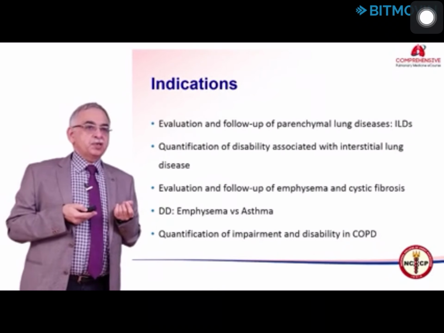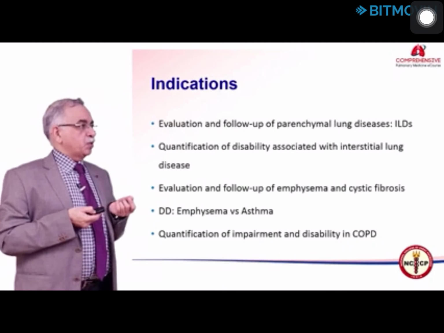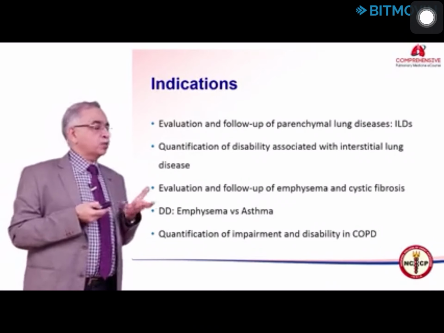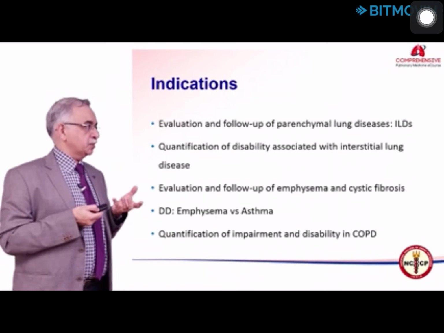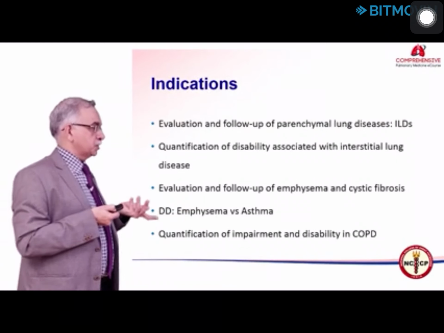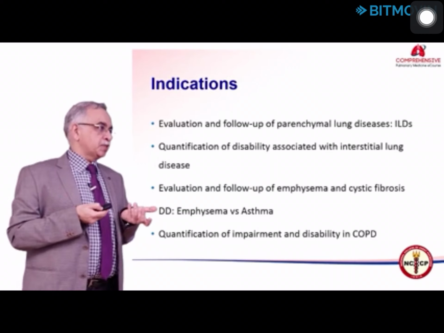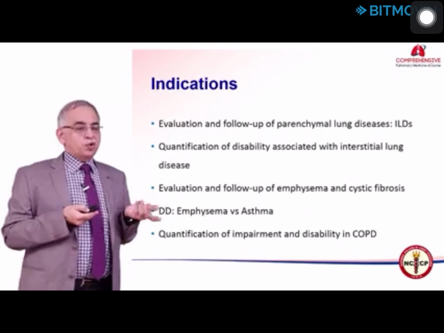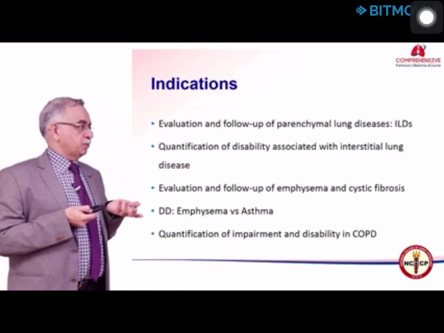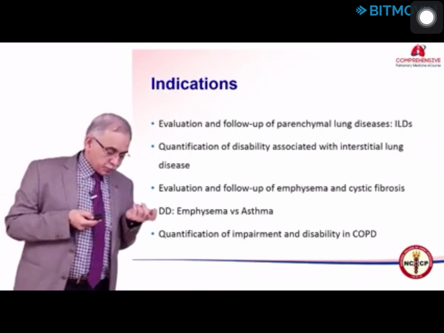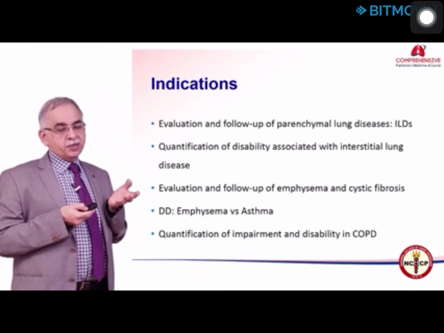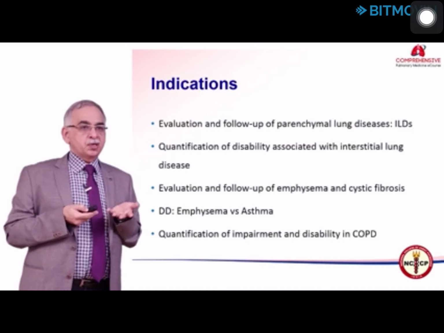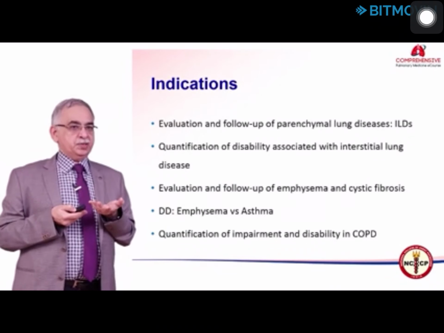So, what are the indications for diffusion capacity measurements? Evaluation and follow-up of parenchymal lung diseases. Most commonly it is done when we come across a patient who has a diffuse parenchymal lung disease, like an interstitial lung disease. Quantitation of disability associated with interstitial lung diseases. Evaluation and follow-up of diseases like emphysema and cystic fibrosis. Sometimes when you are faced with a differential diagnosis problem, whether this is asthma or the new entity called ACOS, what is the component of emphysema?